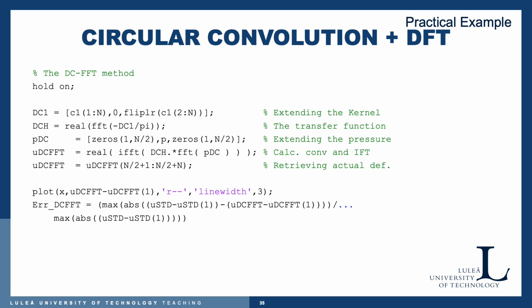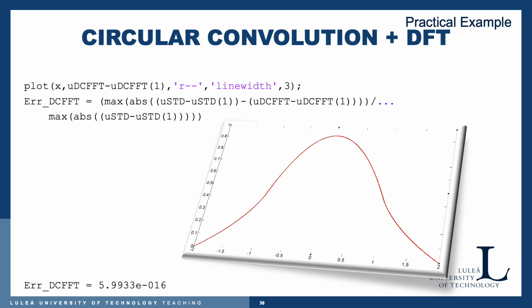Then we invert this by taking the IFFT and getting rid of the imaginary noise with the real part, and then we just extract the set of values from the extended deformation, which are the real deformation values. We plot this, and we subtract the first value to get it to 0 to begin with, to have a good comparison. We also generate this error measure.